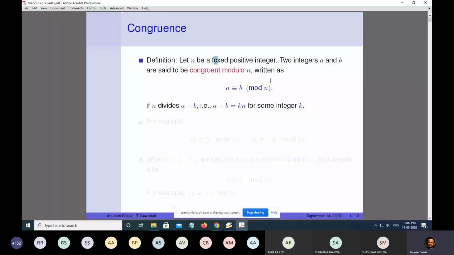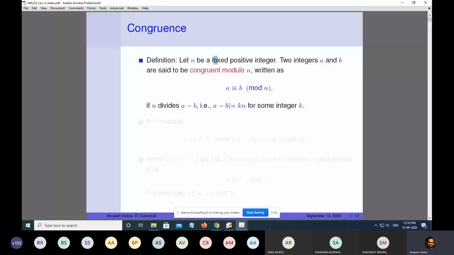And what is a congruence? Let's start with a fixed positive integer n. We say that two integers a and b are congruent modulo n, which we write as a ≡ b mod n, or you say a is congruent to b mod n, if n divides the difference a minus b. So a minus b is a multiple of n, which is the same as n divides a minus b.